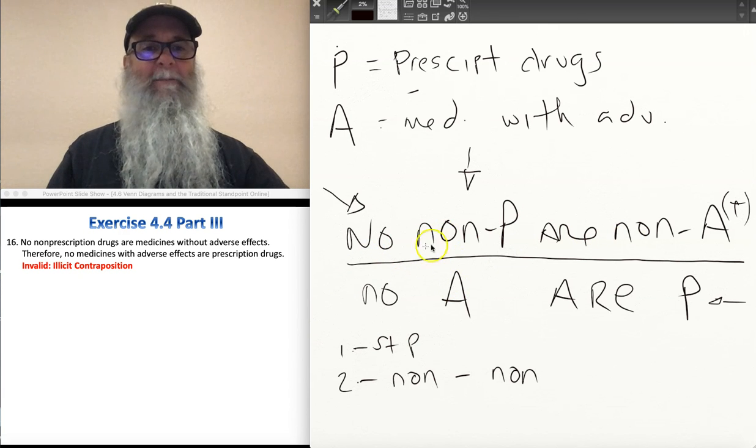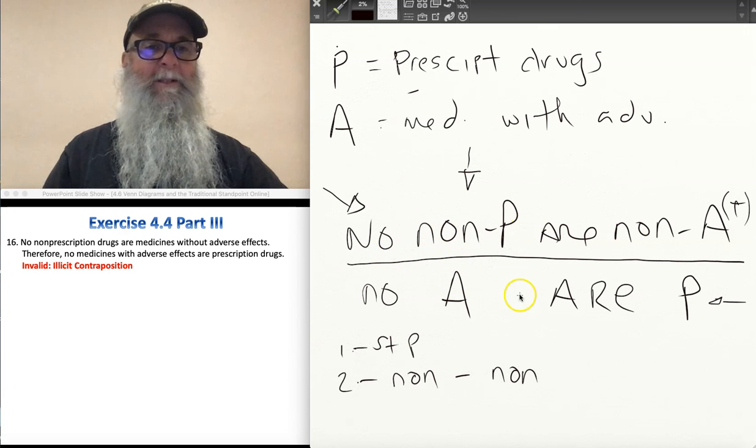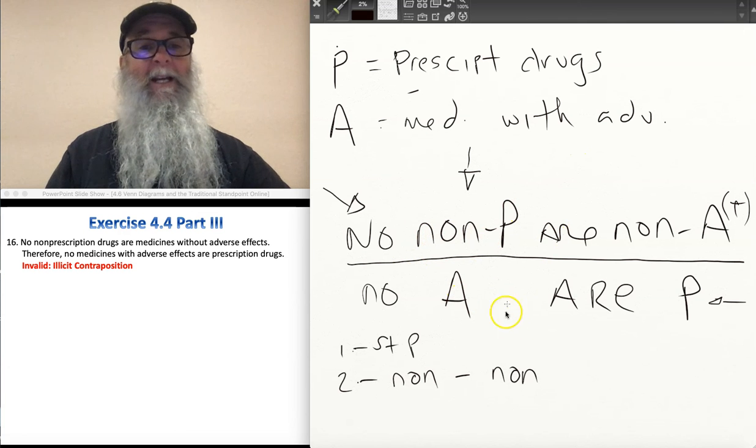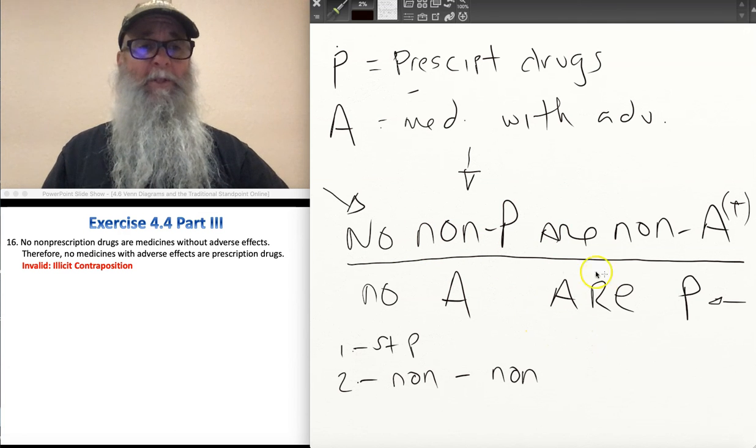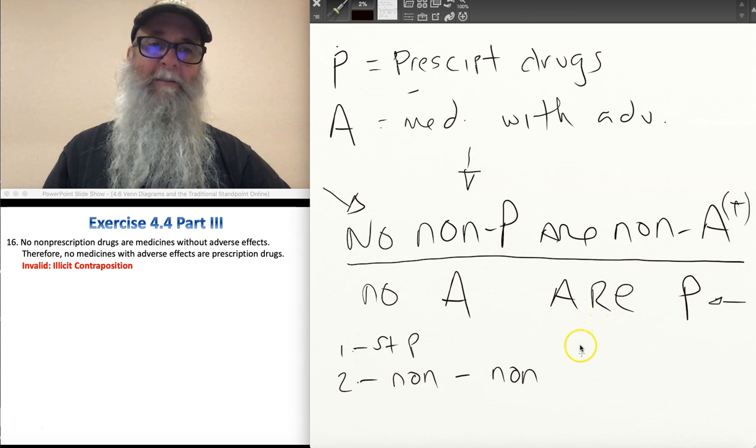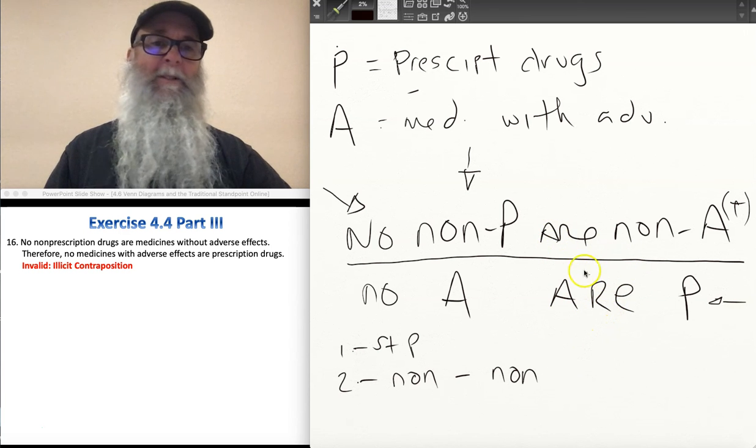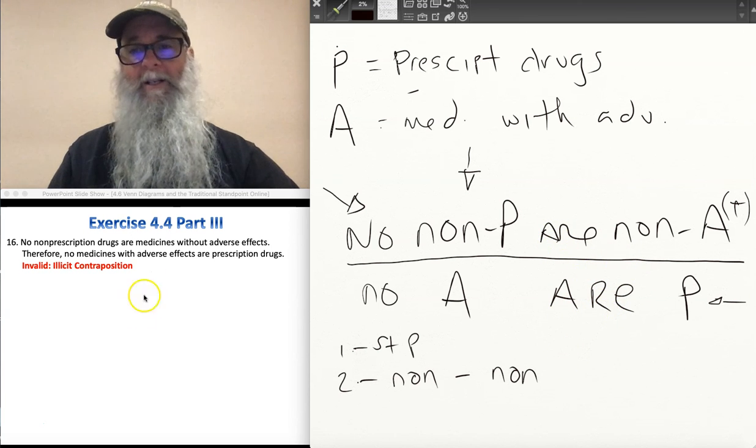And that's clearly what's happened here, is this E-claim as the premise has been contraposed to generate the conclusion. And so we do get the conclusion, no A are P, by contraposition, but you're not allowed to contrapose E-claims. So we've applied an operation to the premise that we're not allowed to, and that's what makes the argument invalid.